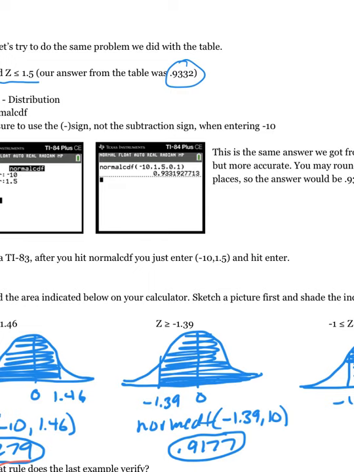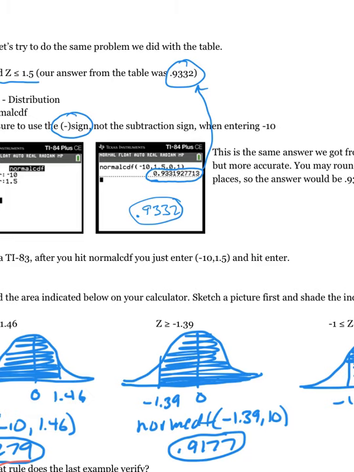When you type in -10, be sure you use the negative sign, not the subtraction sign. The negative sign is on the bottom of the row of the calculator. If you use the subtraction sign, you'll get an error statement. But you can see the calculator gives us the same answer we got before, just rounded like we rounded it on the table. The calculator actually gives the answer to more decimal places, so it is considered more precise. But on any answer, it is okay to round this to 4 decimal places, just like the table had.